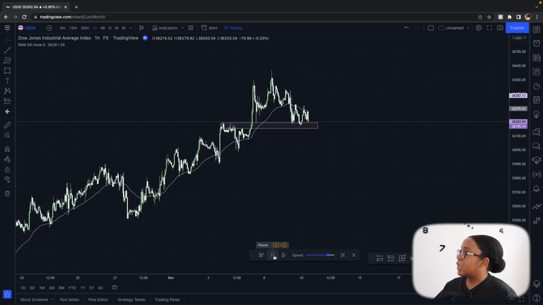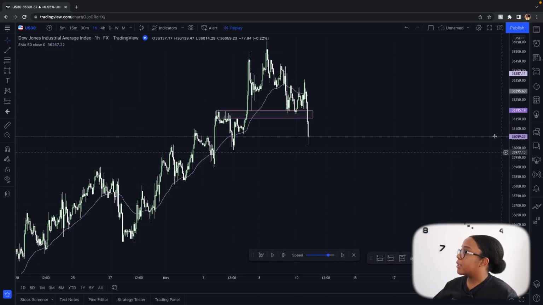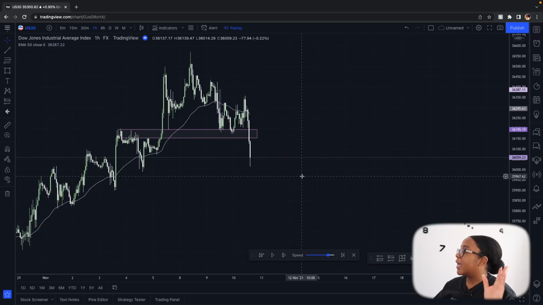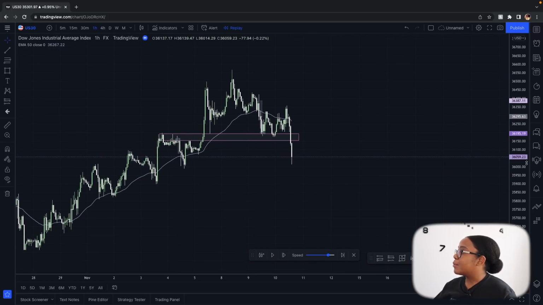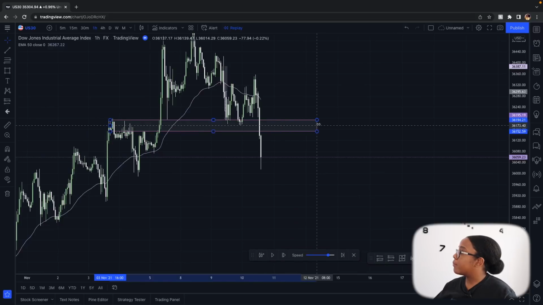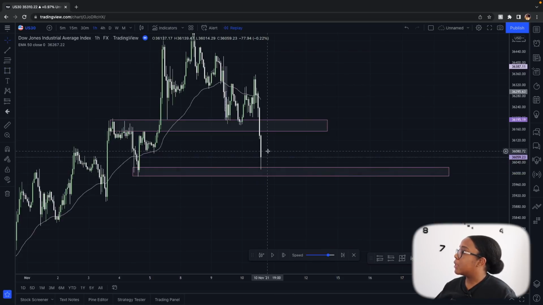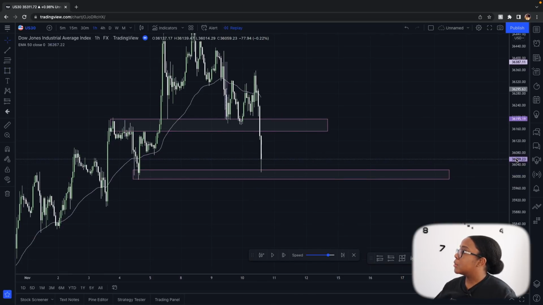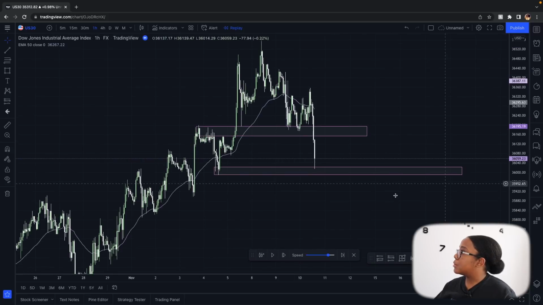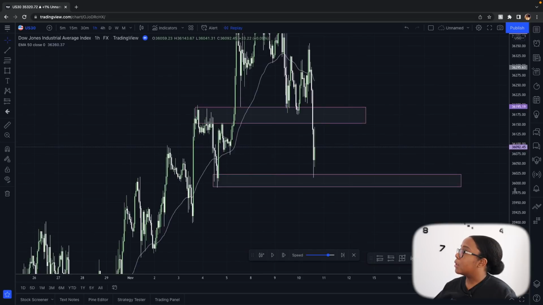Okay, it looks like it's kind of consolidating. Okay, ooh, it broke. It ended up breaking, just as I had thought it would. So pretty much it broke below this zone here. And now what I'm seeing is that there is a demand level that it's at right now. So I want to see what it's going to do on the H1. Okay, pulled right back up.